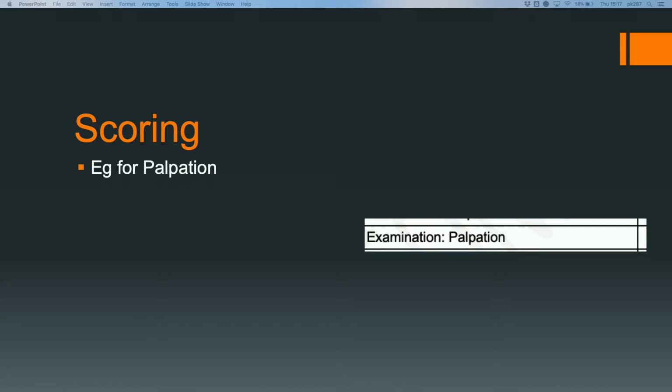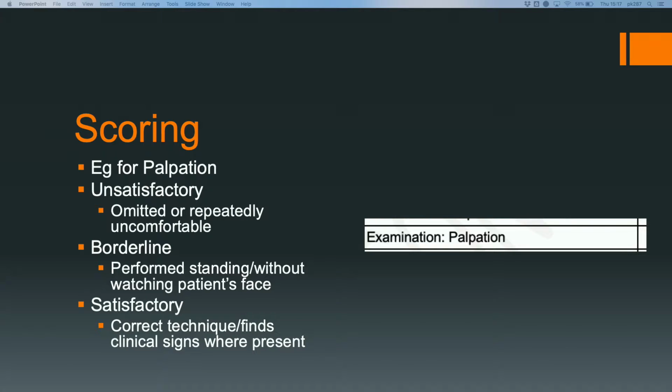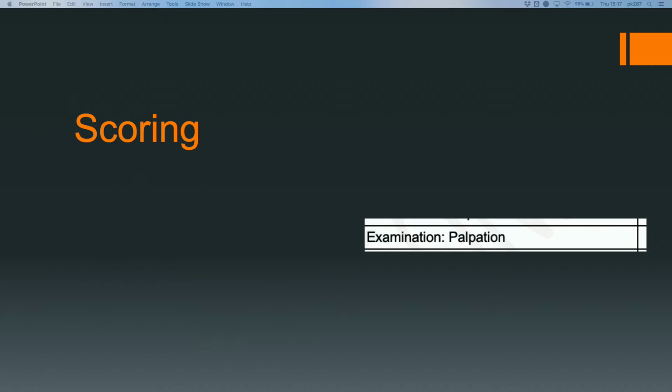For something else like an examination station, for palpation, if the student forgets to palpate the abdomen, that would be an unsatisfactory, or if they repeatedly hurt the patient. Borderline might be they perform it, but they do it standing or don't watch the patient's face. And satisfactory means they perform it with the correct technique and find any clinical signs if they're present.